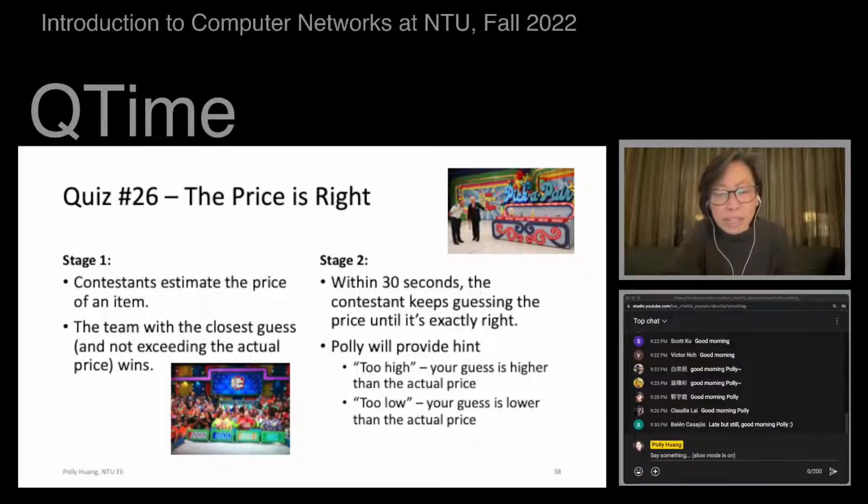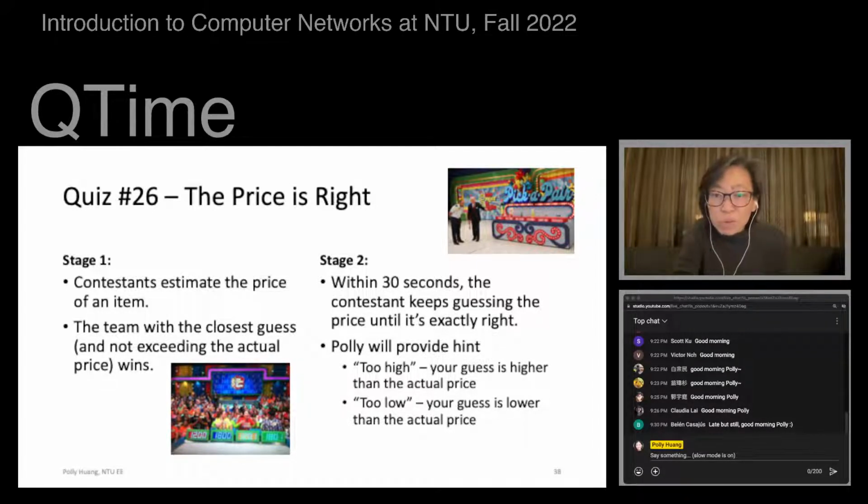The price of these commonly seen items in a household. And those teams you see in the picture on the lower left, there are 4 teams usually selected out of the audience. Okay, and there'll be an item that the host shows to the contestants, asking them to guess what is the price. As we're doing quiz 26, you want to guess the price of the item that is the closest, in the meantime not exceeding the actual price.